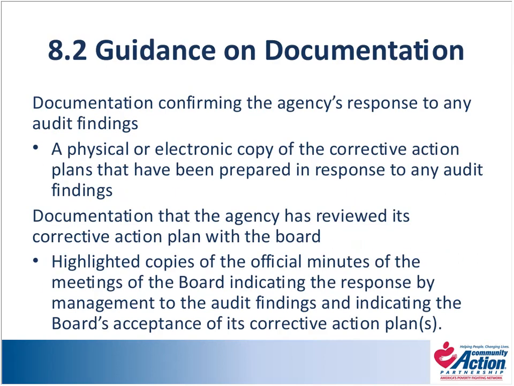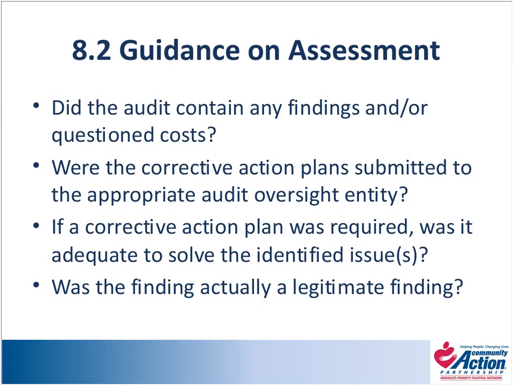So some general guidance on 8.2. Actually, if you could go back a slide. So first of all, make sure that you know whether the audit contained any findings or questioned costs. Very important to go through that audit with a fine-tooth comb. Also important to ask, were the corrective action plans submitted to the appropriate audit oversight entity? So making sure you're submitting those plans correctly. And then if a corrective action plan was required, was it adequate to solve the identified issues? So obviously you can go ahead and submit that plan, but it's also important to make sure that you resolved any issues that were identified as findings in your audit.